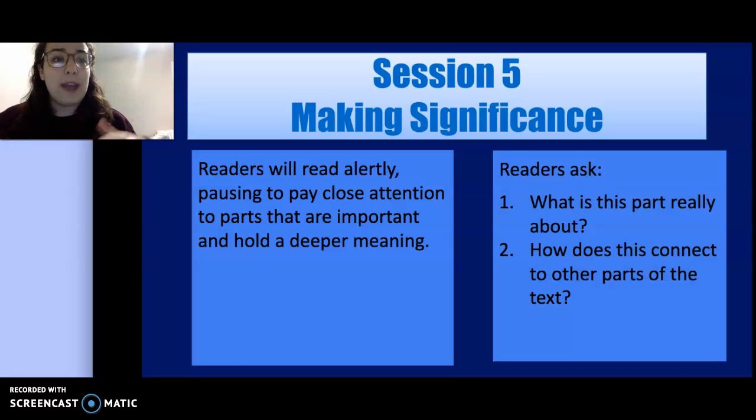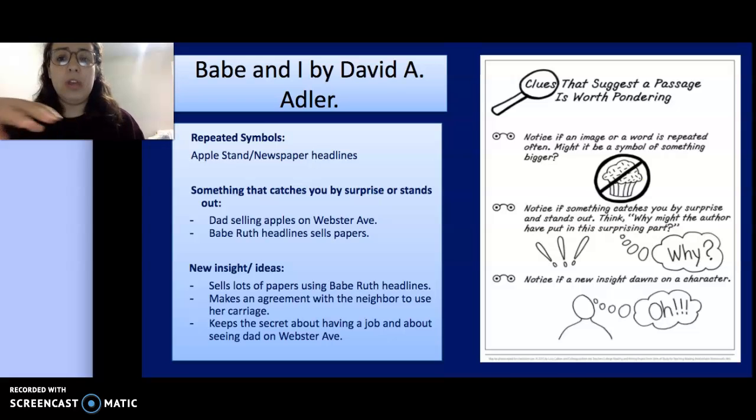So you should be stopping in your book and thinking about different parts and how they connect to the larger picture. Some clues that a part of the story is really important are repeated symbols, something that catches you by surprise or stands out, or new insights and new ideas. Repeated symbols means that if you're seeing an image or a word that comes up often in your story, it probably means something.